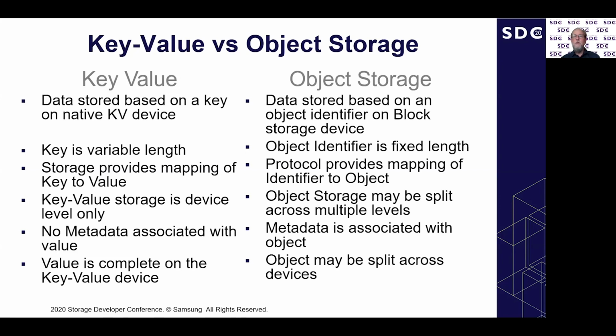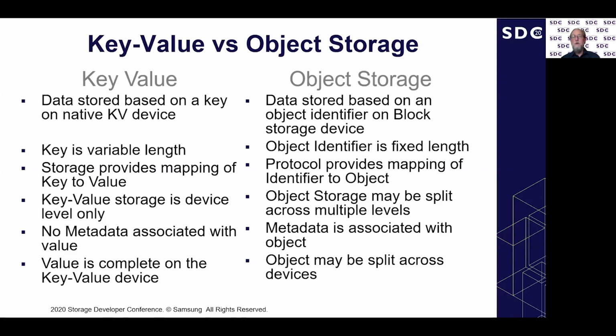In object storage, the object may be split across multiple levels. That allows you to shard your object, etc. But when you get to the bottom of that, key value storage can be a perfect place to store a piece of your object. In key value, you have no metadata associated with your value. In object storage, as I talked about earlier, you do have metadata that is associated with your object. In key value, the value is complete on the key value device.